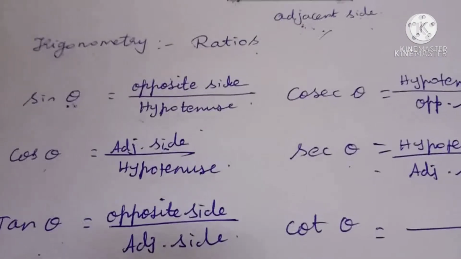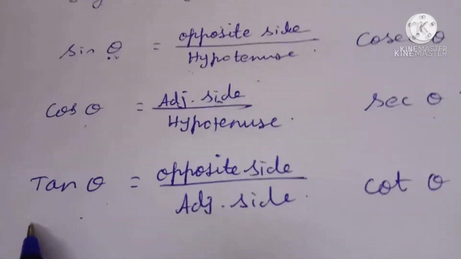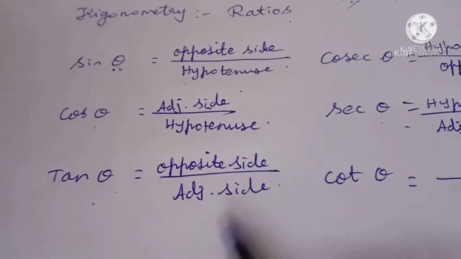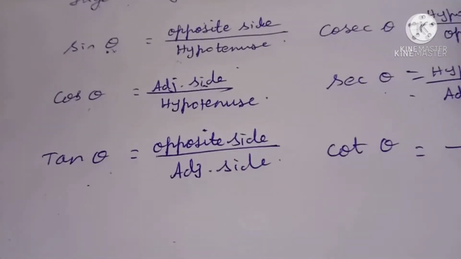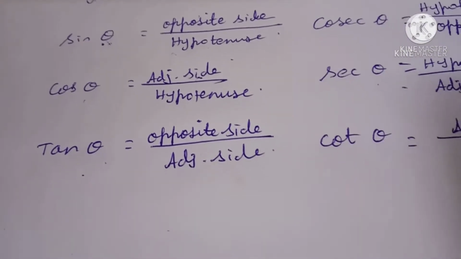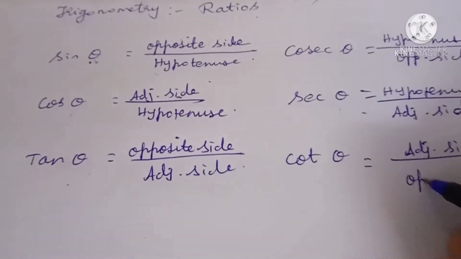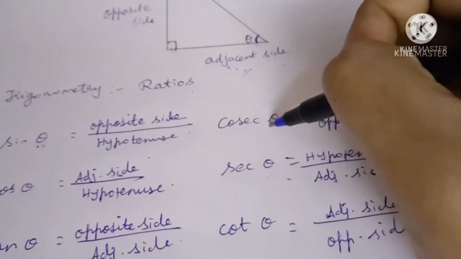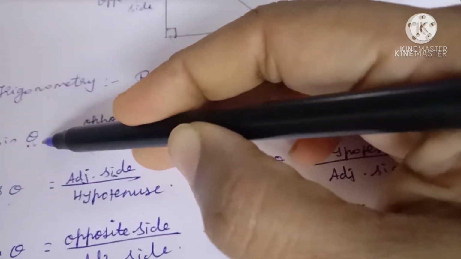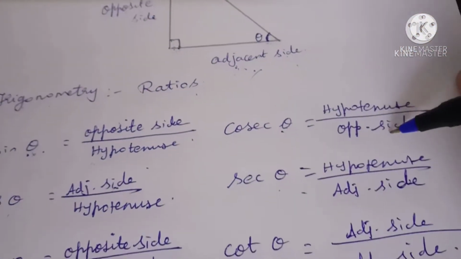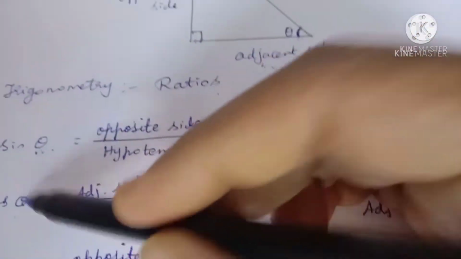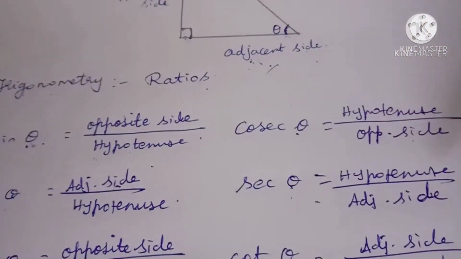Then cot theta is the reciprocal of tan theta. Tan theta is opposite by adjacent. The reciprocal of opposite by adjacent side is adjacent side by opposite side. Have you understood? Cosec theta is the reciprocal of sin theta, therefore hypotenuse by opposite side. Sec theta is the reciprocal of cos theta, that is hypotenuse by adjacent.